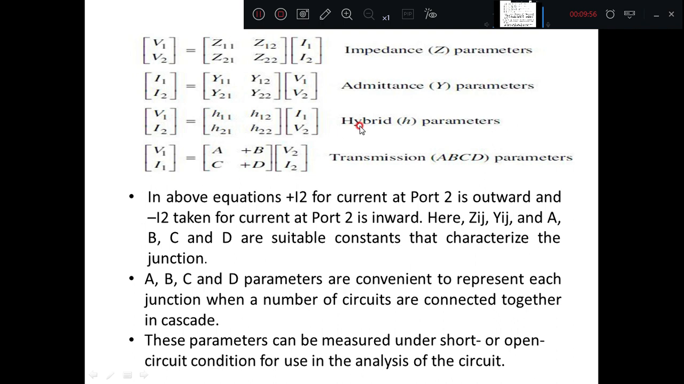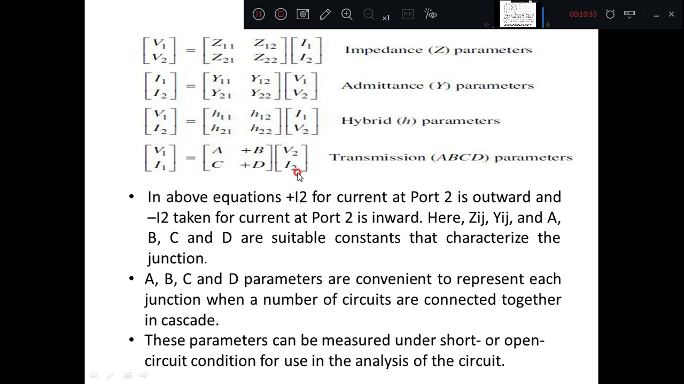Similarly, we have one more parameter, the hybrid parameter. Here I have taken input voltage as well as output current, and input current and output voltage. So V1 is equal to H11 I1 plus H12 V2, and I2 is equal to H21 I1 plus H22 V2. Already you have studied this, so there is no need to give more time to this one.